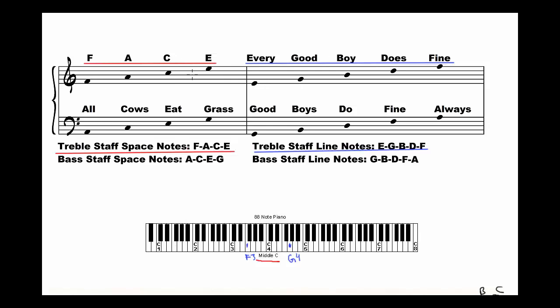Now let's take a look at the bass clef now. So the notes on the spaces of the bass clef are A, C, E, G. And our phrase to remember is all cows eat grass. A, C, E, G. Okay, of course it's different than the treble clef because our point of reference has changed.